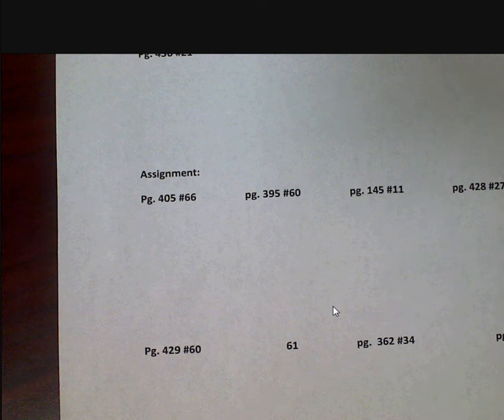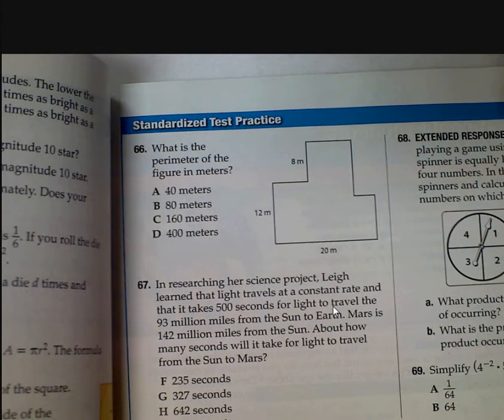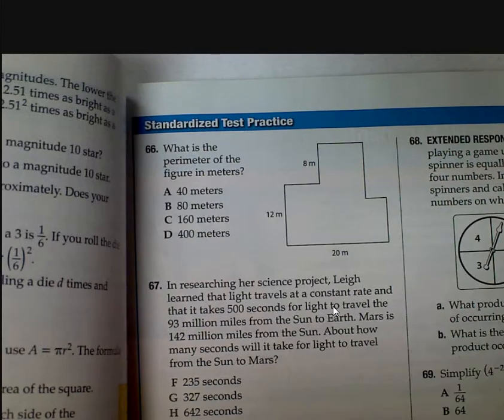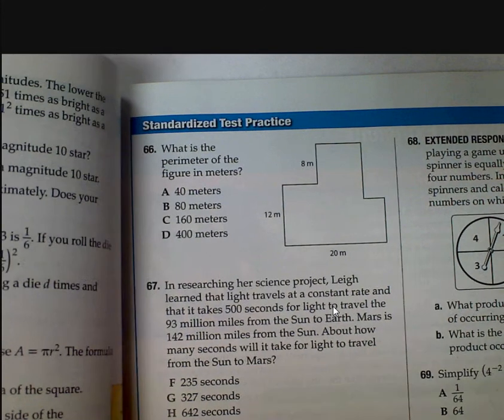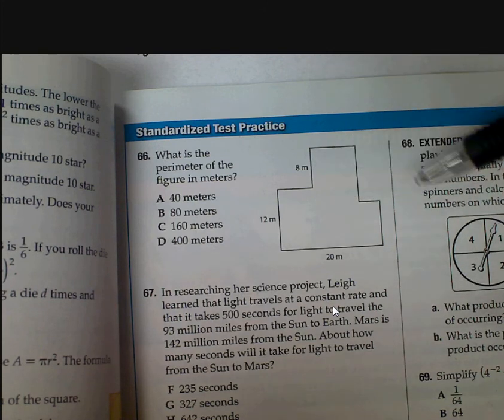Okay, we are on page 405, number 66. It says, what is the perimeter of the figure? So obviously pause the video, try it yourself. Perimeter means all of the outside.